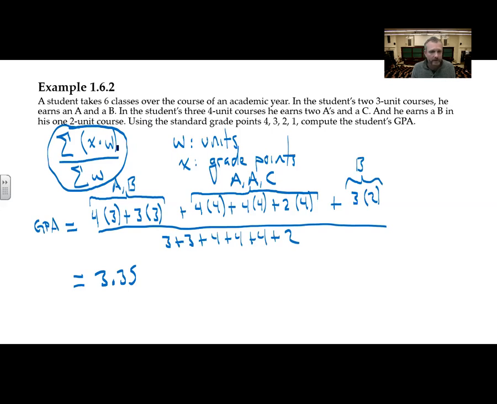So again, what I would encourage you to do is go back and look at this computation we did and see this formula being used, right? See the x times w, x times w, x times w, all the way down. It's a sum, so you see the pluses, right? We're adding, and then the sum of the weights, okay? And so that gives us the GPA of 3.35.